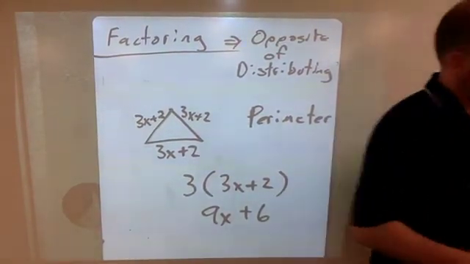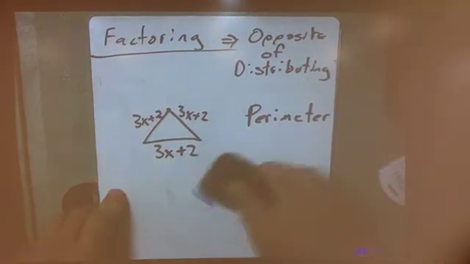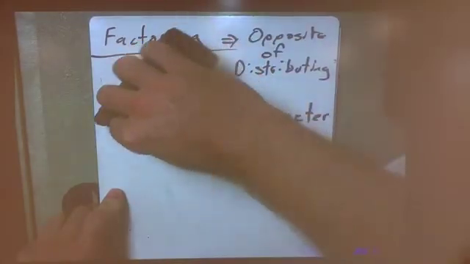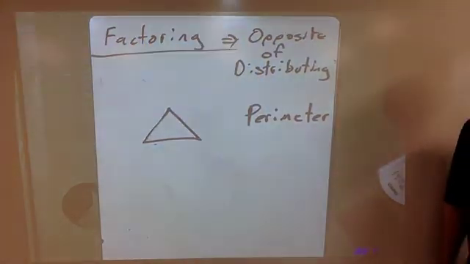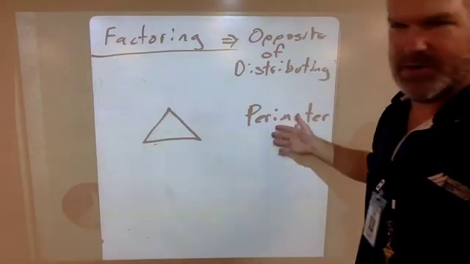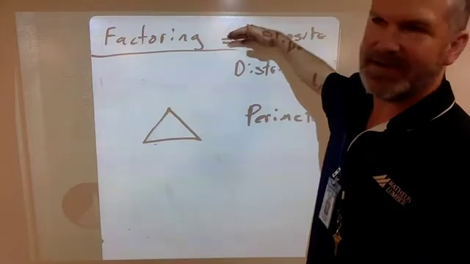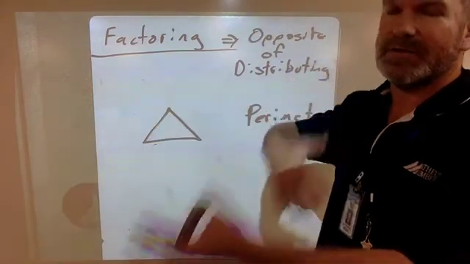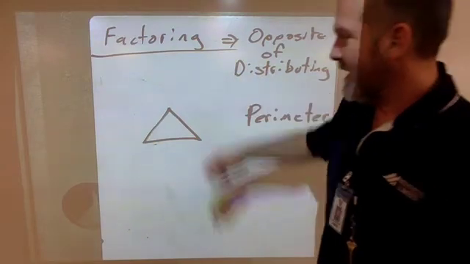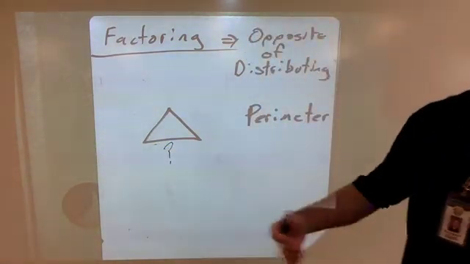Okay, now that gets me to what the problems are actually going to look like. They are not going to give you the sides and ask you to find the perimeter, because that would be distributing. How did we just find the perimeter there? We distributed 3 times (3x plus 2). But remember, this is a factoring unit, so we're going to work backwards. They're actually going to give you the perimeter and ask you to find the length of one side.